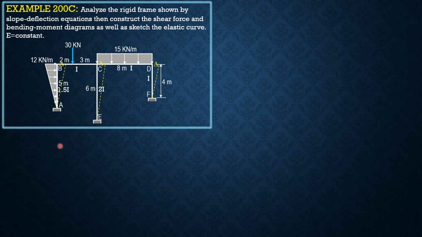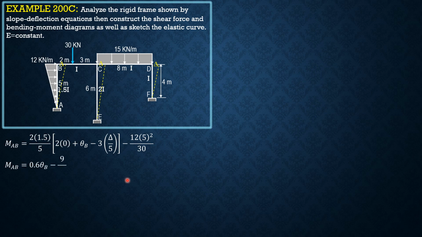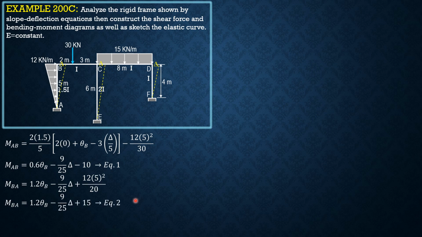So therefore, MAB is 2 times EI 1.5 over L5 quantity 2 times 0 plus theta B minus 3 times delta over 5 minus fixed moment W L5 square over 30. Simplifying, MAB equals 0.6 theta B minus 9 over 25 delta minus 10. Call this equation 1. MBA, so it is theta that will be doubled, so MBA is 1.2 theta B minus 9 over 25 delta plus 12 times 5 square over 20, and MBA is equal to 1.2 theta B minus 9 over 25 delta plus 15. Call that equation 2.